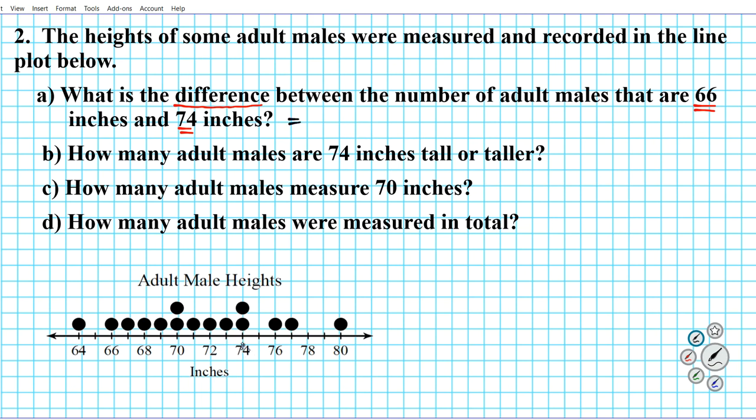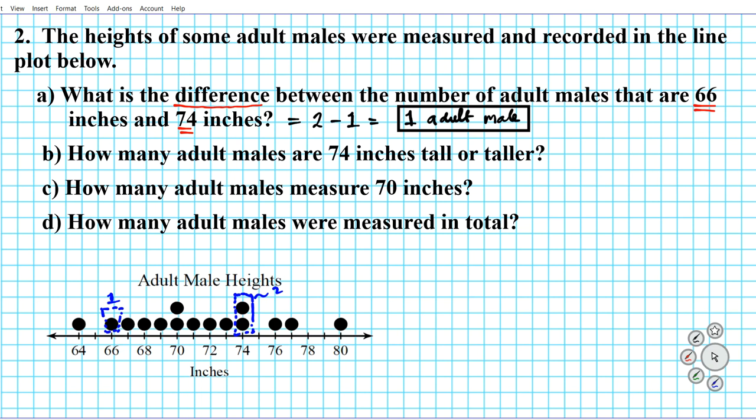All right. So if you look at 74, how many times does 74 occur? How many males had that measurement? You count the number of points and it's 2, right? How about 66 inches? Just 1, because it's only 1 point. So the difference is simply 2 for 74 minus 1 for 66. So the difference is 1 adult male. There you have it.